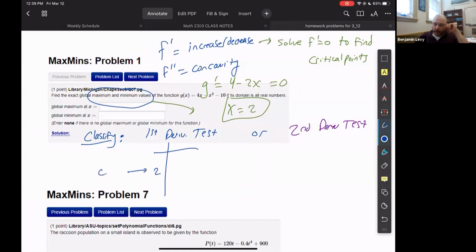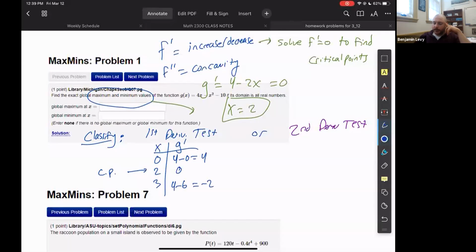That's the critical point. And so we pick a point to the left and to the right. So to the left could be 0, to the right could be 3. And we just plug them into, so these are our x values, we plug them into the derivative, right? It's the first derivative test. So we're plugging them into the first derivative. When you plug in 0, you would get 4 minus 0, which is a positive number. When you plug in 2, you get 0. And when you plug in 3, you'd get 4 minus 6, which is negative 2.